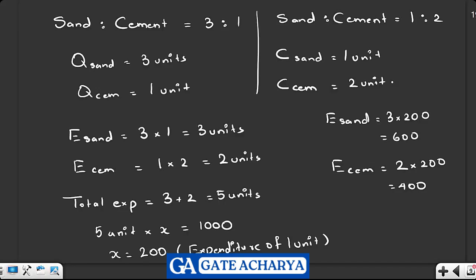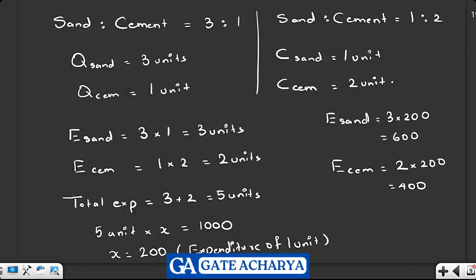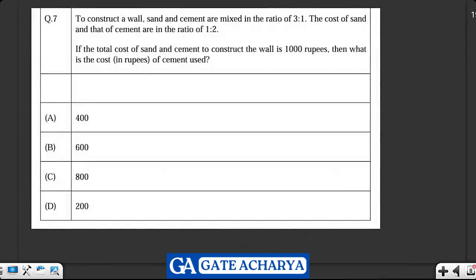So what is our requirement? Our requirement is to find cement. So what is the cement value? Cement value is coming out as 400 units. The answer is option A. Option A is the answer.